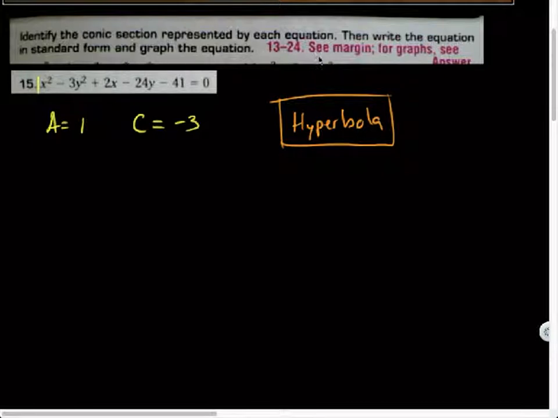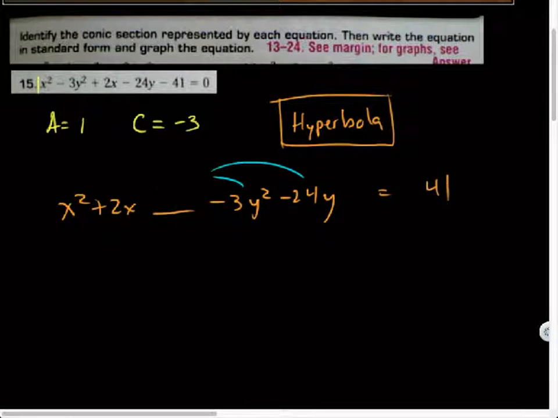Technically, it then asks you to write in standard form and graph the equation. We scratched that from the assignment because we were just focused more on what type it was. But in order to do that, you do the double complete the square trick, as I'm sure you're all fans of, and you'd add 41 to the other side, and you'd factor out this -3. I'll just bring it at least this far here.